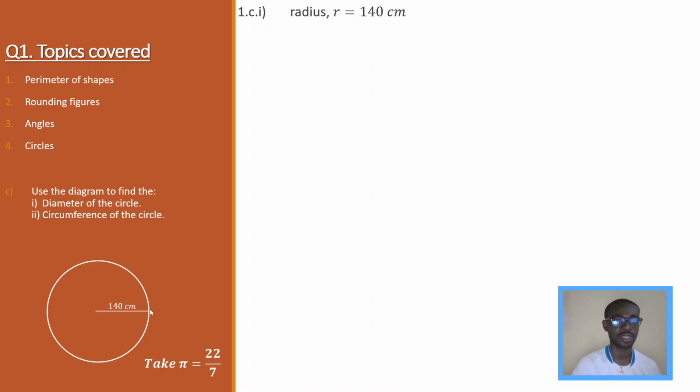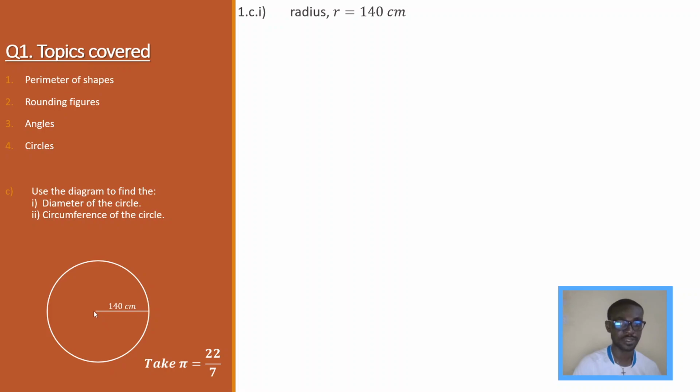side. It is the only chord within a circle that divides the chord into two equal parts. That is, the diameter can also be considered as a line of symmetry because it divides the circle into two equal parts. We also learned that the diameter is 2 times the radius. That is, this 140 centimeters here is called the radius because it is a distance from the center of the circle to a point on the circumference.